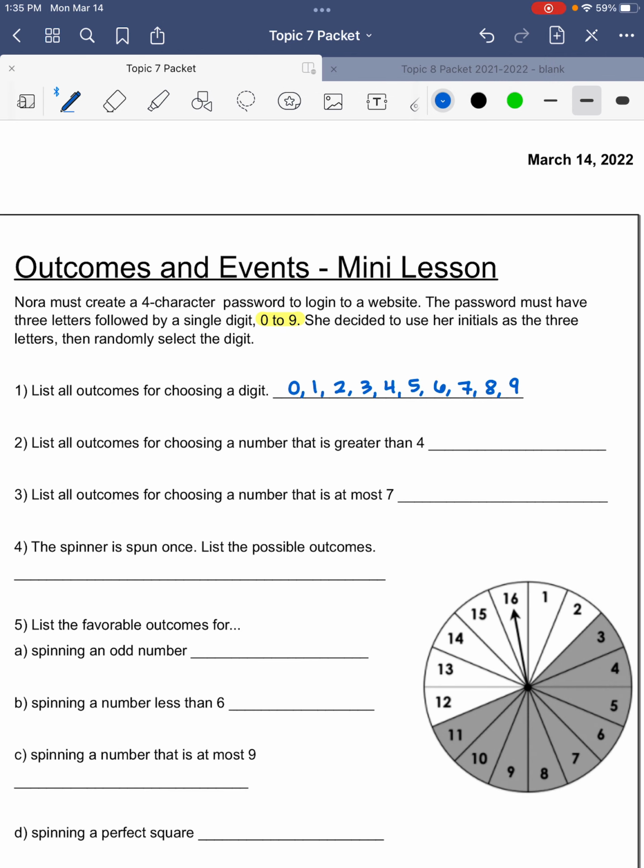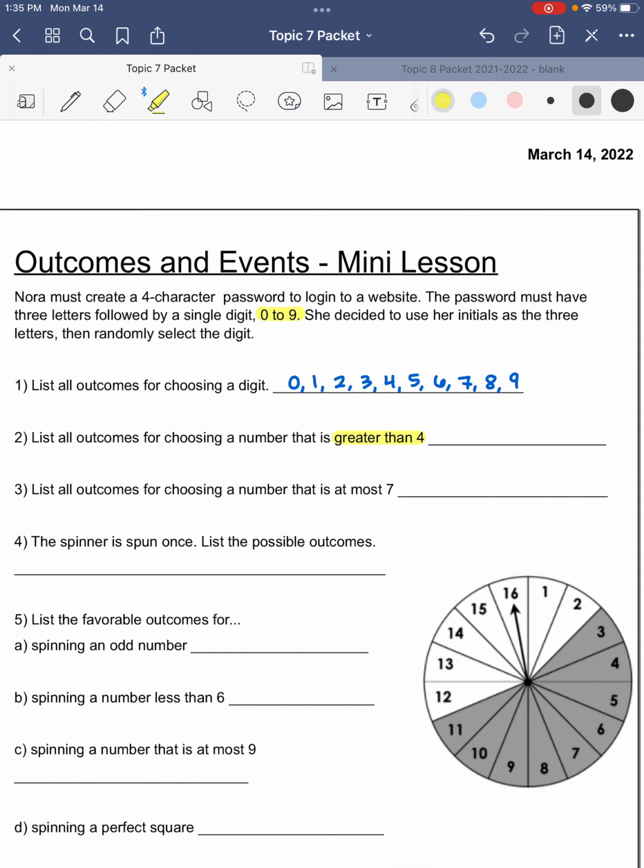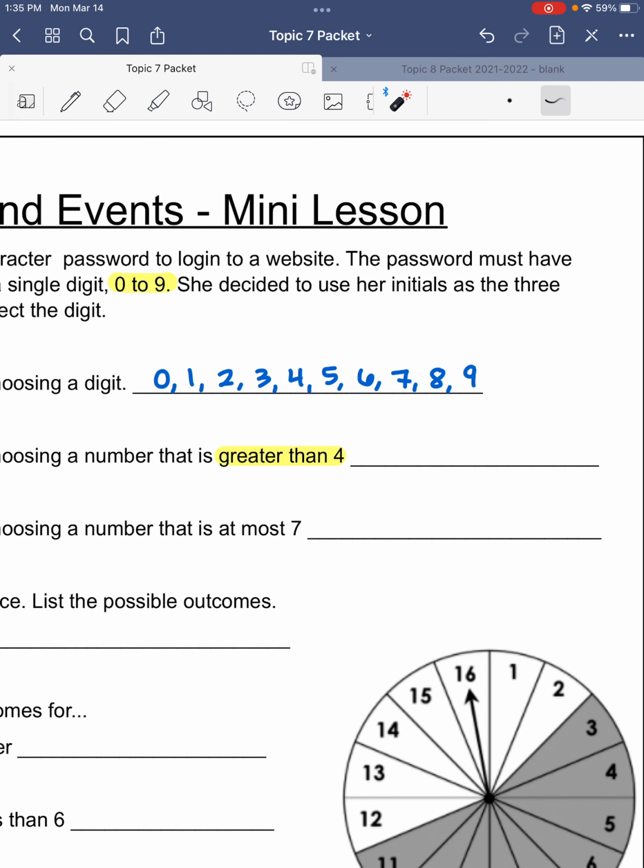Okay. Number 2, list all outcomes for choosing a number that is greater than 4. Okay, so greater than 4 means that 4 is not included. So we're looking at the numbers that are bigger than 4. So 5, 6, 7, 8, and 9.